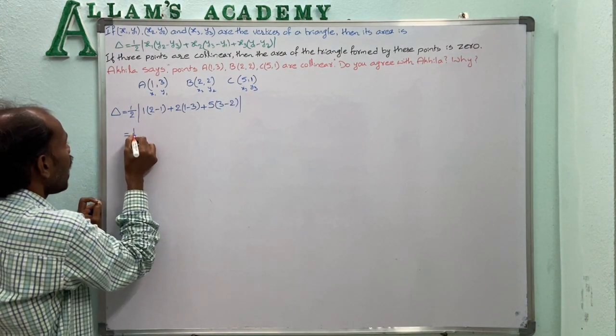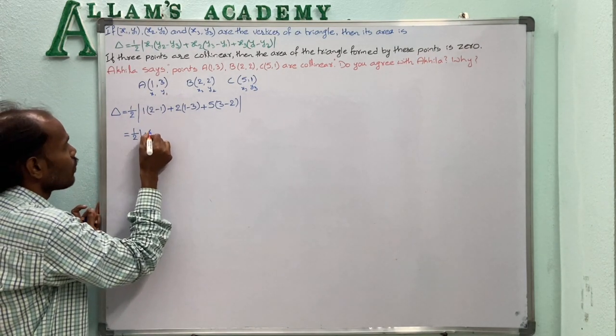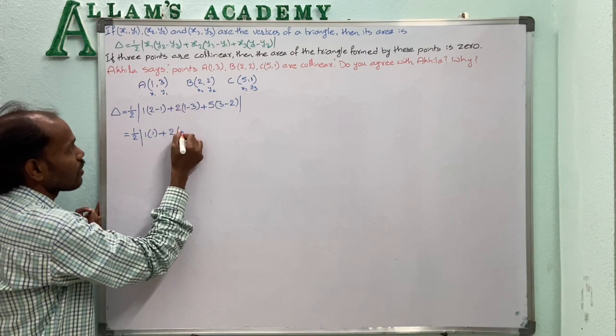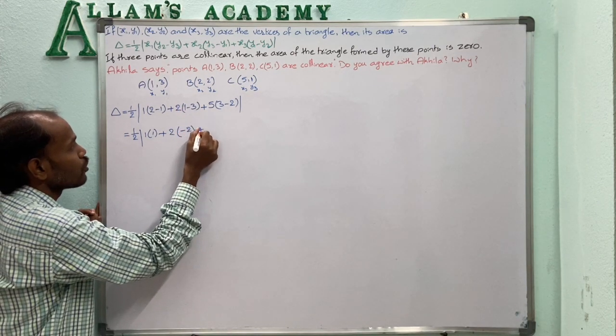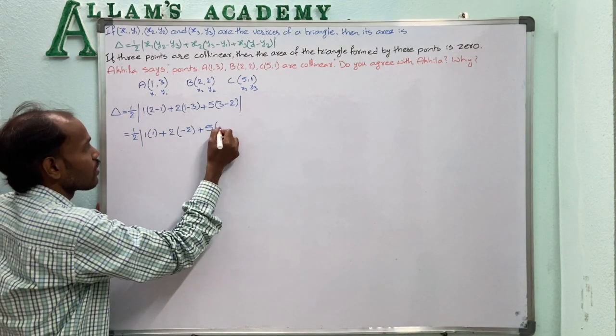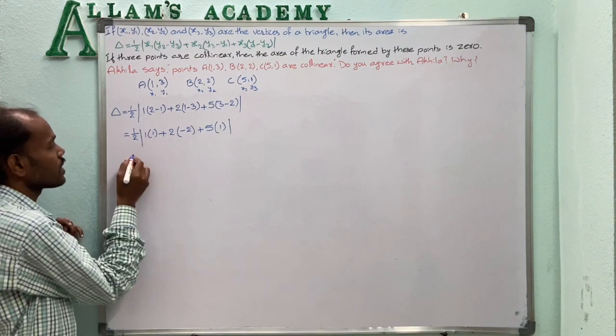That is equal to half mod 2 minus 1, which is equal to 1. So 1 into 1 plus 1 minus 3 is equal to minus 2. So 2 into minus 2 plus 3 minus 2 is equal to 1. So plus 5 into 1, so 1 plus 1 is 1.